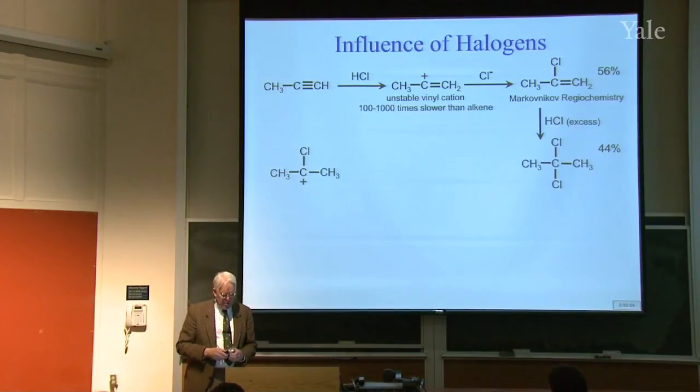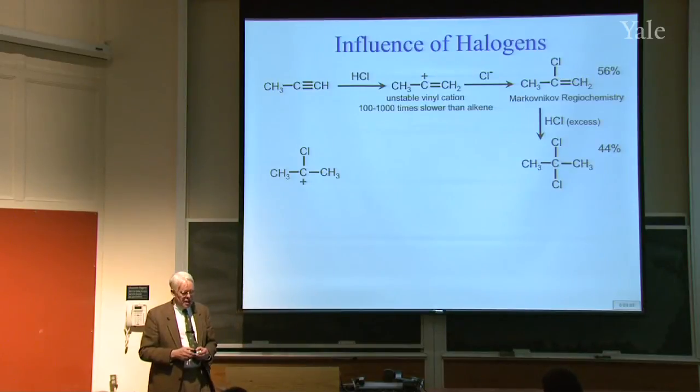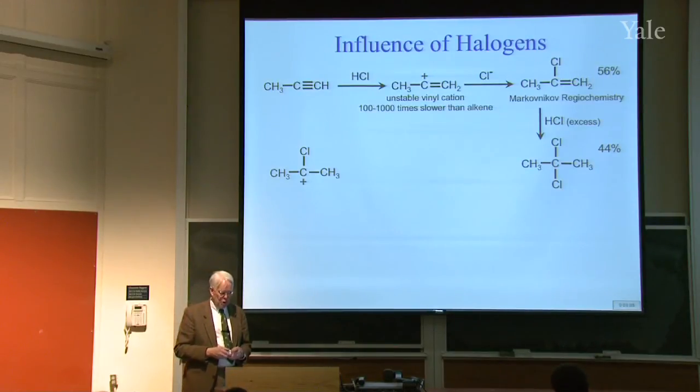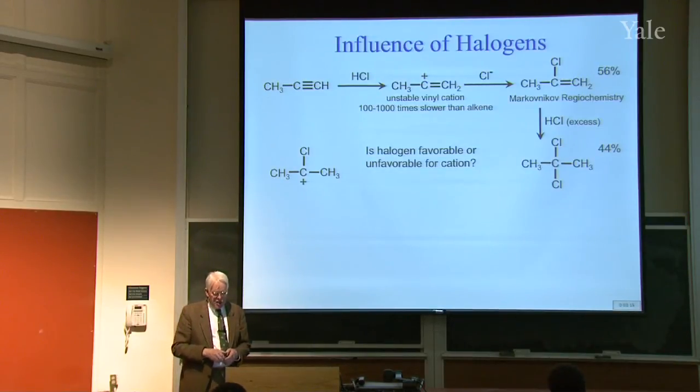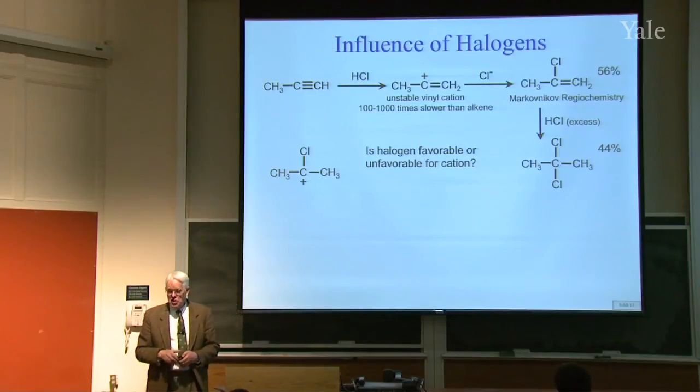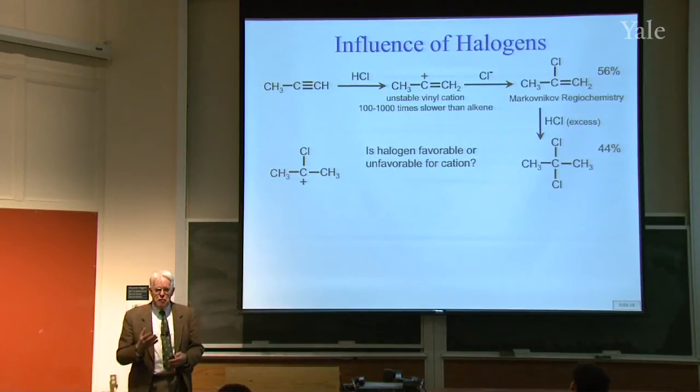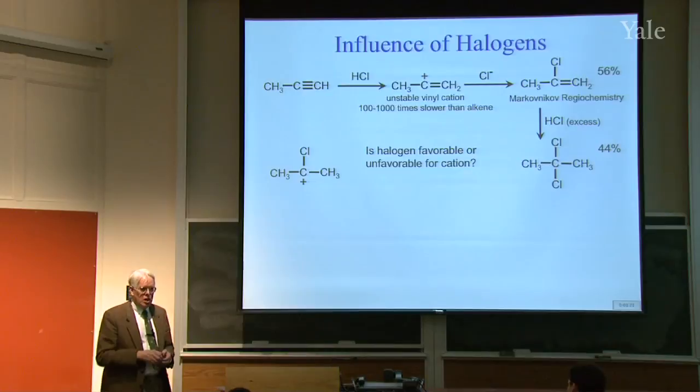Now, it went obviously by way of this cation intermediate, the second step, protonating to give this substituted cation. Now we have a question. Is the halogen as a substituent favorable or unfavorable for purposes of forming the cation?